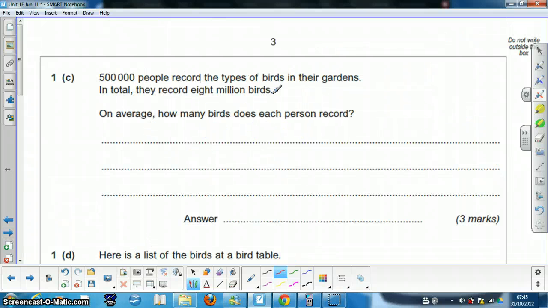500,000 people record the types of birds in their gardens. In total they record 8 million birds. On average, how many birds does each person record? Well, we take the total number of birds, that's 8 million, and we divide it by the number of people recording.